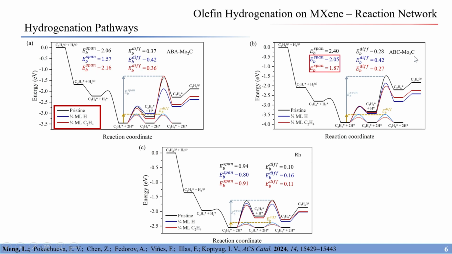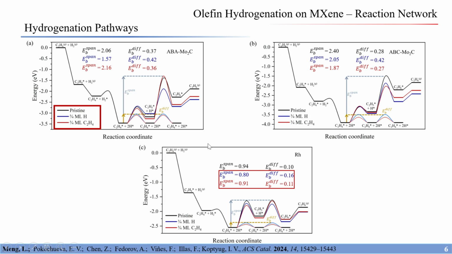Next, for the ABC molybdenum carbide, still comparing with the clean surface, both hydrogen and ethene coverage decrease the reaction energy barrier, and the hydrogen coverage still increases the hydrogen diffusion energy barrier. The ethene coverage still has a very limited effect on the hydrogen diffusion energy barrier. And then for the rhodium, regardless of the coverage, the decrease or increase in the energy barrier is less significant than that of the molybdenum carbide ABA and the molybdenum carbide ABC.